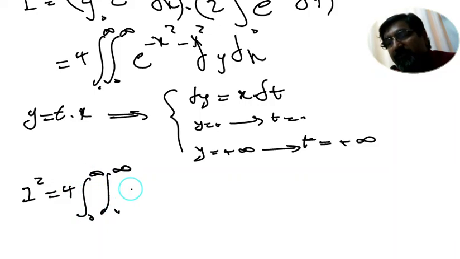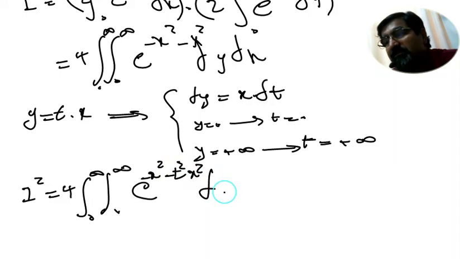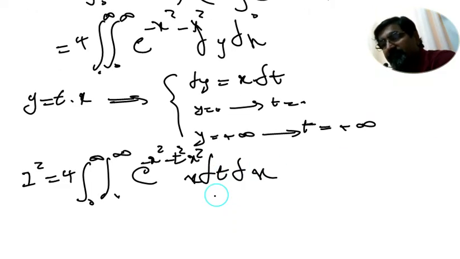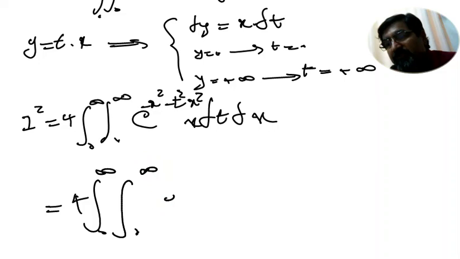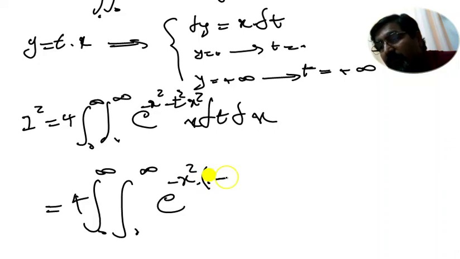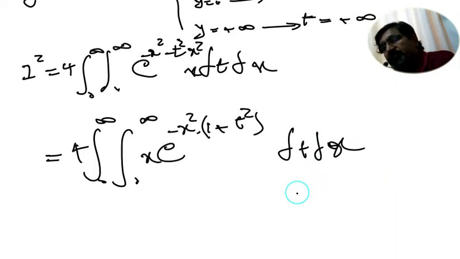So I squared is 4 times the integral from 0 to infinity, from 0 to infinity, of e raised to negative x squared minus t squared x squared, times x dt dx. That is, 4 times the integral from 0 to infinity, from 0 to infinity, of e to the minus x squared times 1 plus t squared, times x dt dx.